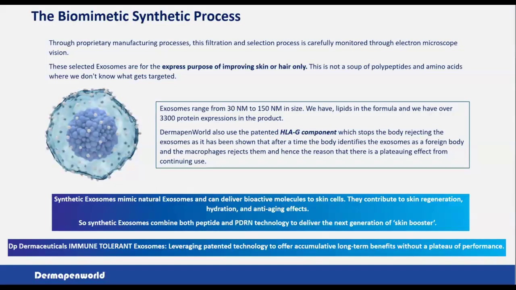So DermapenWorld also uses a patented HLAG component, which stops the body rejecting the exosomes, as it has been shown that after time, the body identifies the exosomes as a foreign body, and the macrophage rejects them, and hence the reason why there is a plateau effect with continued use. Now, DermapenWorld have placed this HLAG ingredient inside it, which is actually an immunity checkpoint, meaning it down-regulates the immune system's response. And it's a completely natural product from us. We find it in things like saliva, plasma, thymus, seminal plasma.